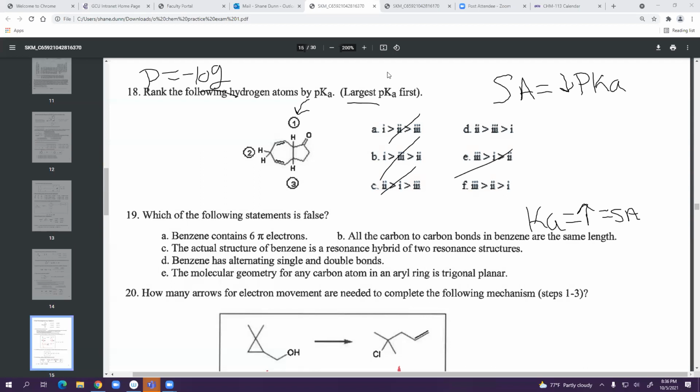Make sense? Okay. Now we have to see which one is more acidic, 2 or 3. 2 is more acidic. Good job. It's near 2 double bonds, right? So 2 would be the second most acidic one. That would make F the answer, while 3 is the least acidic one.